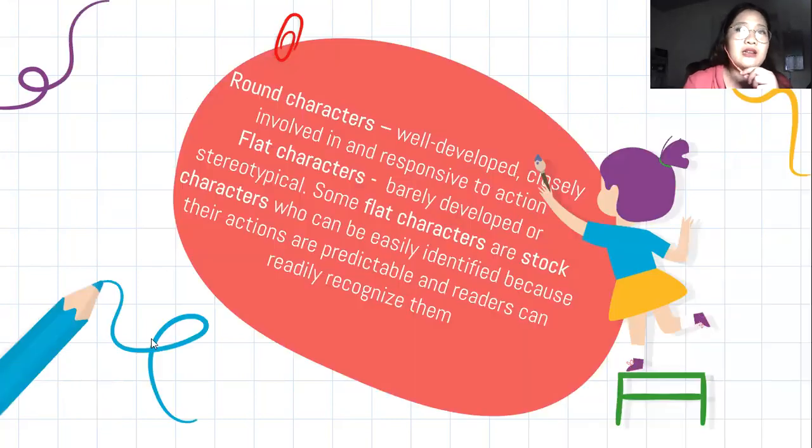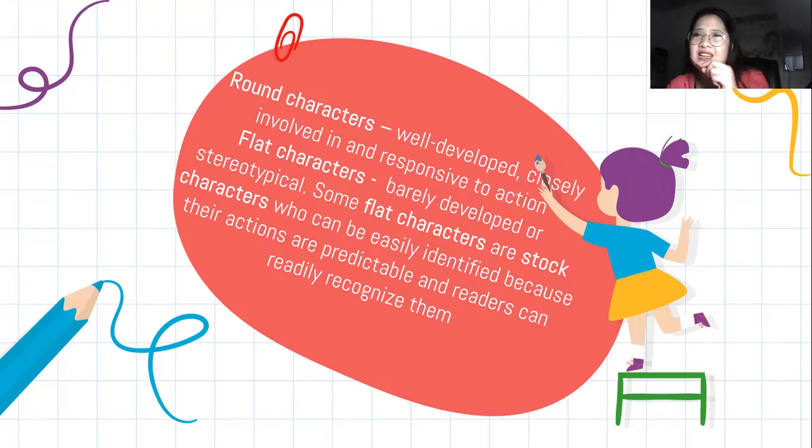So may iba't ibang uri ng character. Syempre, parang sa buhay mo lang din. So in general, without looking at this, we have two types. We have protagonists and antagonists. Sa buhay natin, tayo ang protagonist or mga bida at ang mga masasamang tao sila yung mga antagonist. So yun nga, ang bida is the protagonist, the antagonists are the kalaban or the kontrabida. So we also have round characters, ito yung mga well-developed, closely involved in, and responsive to action. Sila yung mga characters na maganda yung pagkakadevelop nila. Okay, round sila.